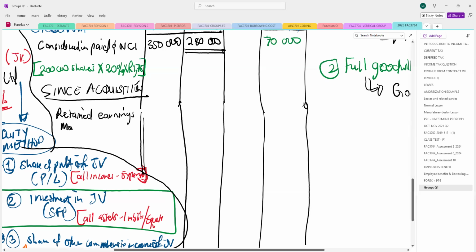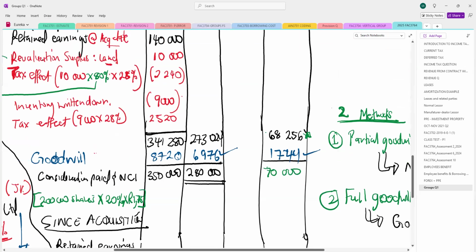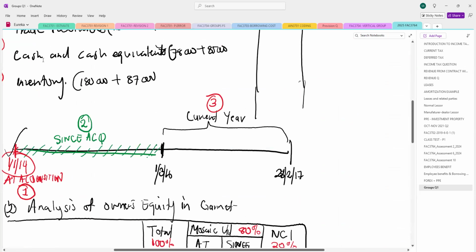So I'm going to check the movements. By movements, I'm going to compare the beginning of the current year. Remember, we are looking at the period since acquisition. I'm looking at the period after the acquisition date, before the beginning of the current year. So I want to know the retained earnings on this date minus retained earnings on this date. That will be where my movement is sitting. Retained earnings at the beginning of the year versus the one at acquisition.